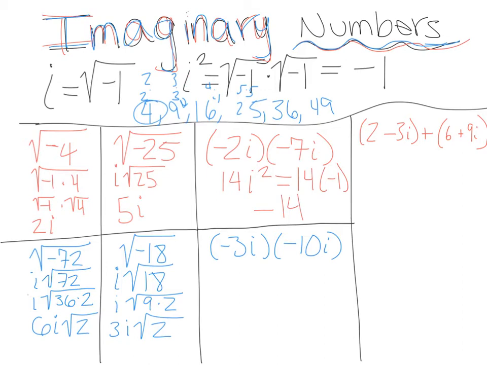For the second example, same thing. -3 times -10 is going to be a positive 30.